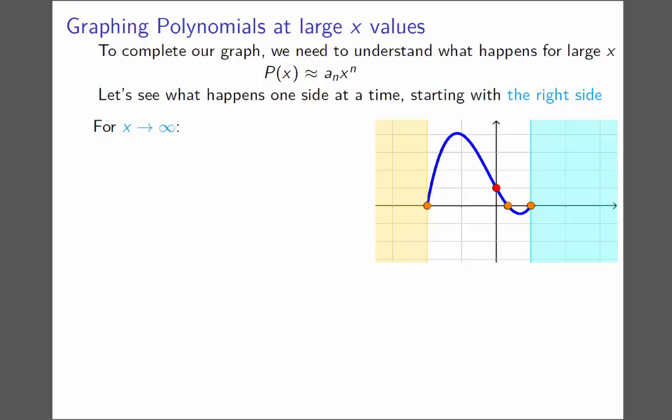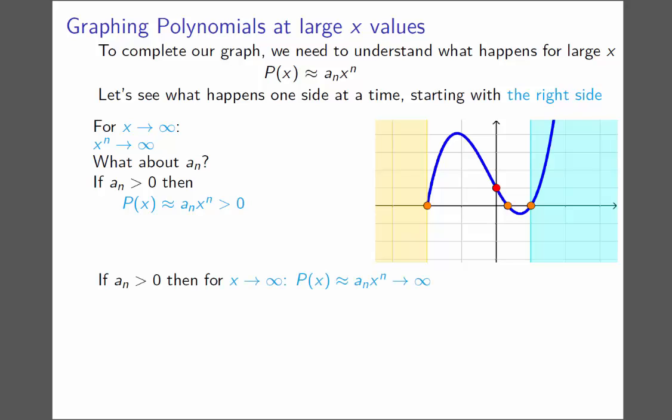As x is going to infinity, x^n will be getting really large and going off to infinity as well. Because if we take a really large number and multiply it by itself several times, it's only going to get bigger. But what about the a_n piece? If a_n is positive, then p of x, which is roughly a_n x^n, will be positive as well, because a_n is positive and x^n is positive. And if we multiply two positive numbers, we get a positive number. So we get that if a_n is positive, then for x going off to infinity, our polynomial p of x is also going off to infinity.